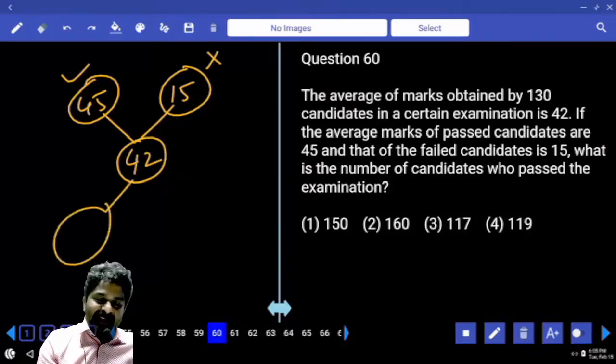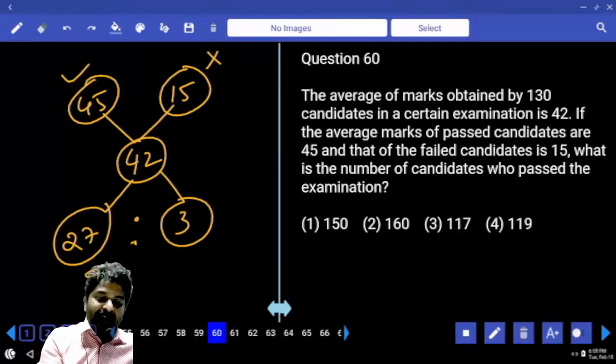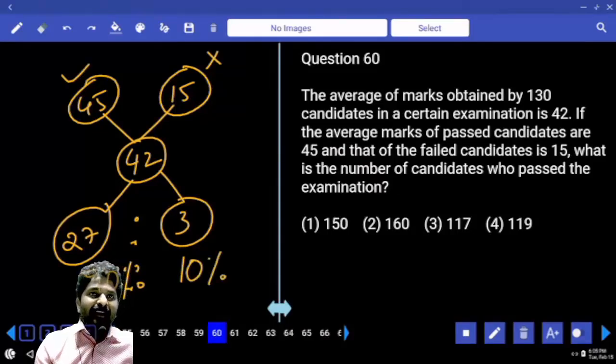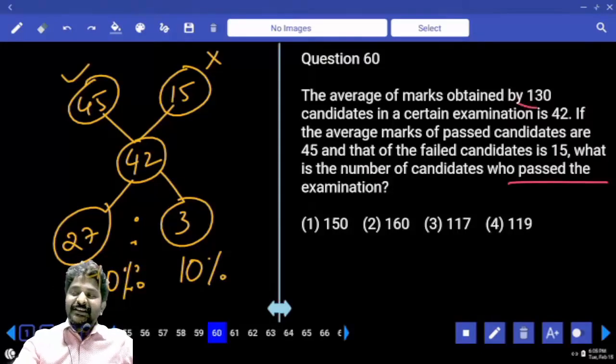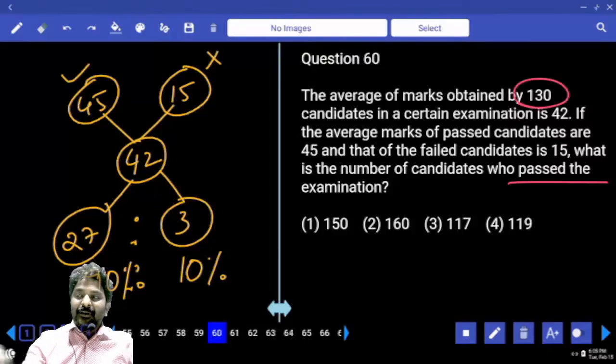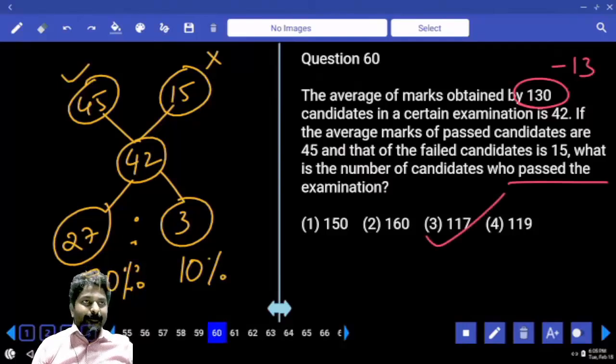Now when you go for allegation here, this is 27 and the difference here is 3. And when you take the ratio, it is 9:1. Can I write it as 90% passed and 10% failed? And we were asked to calculate the people who passed in the exam, which is 90% of 130, or subtracting 10%: 130 minus 13. Answer: 117.